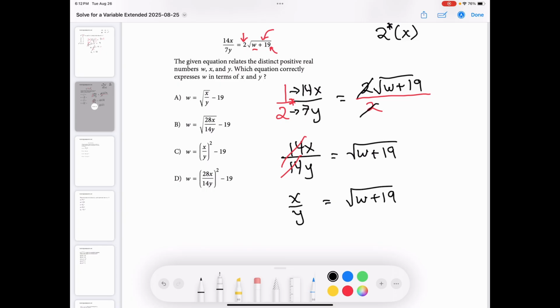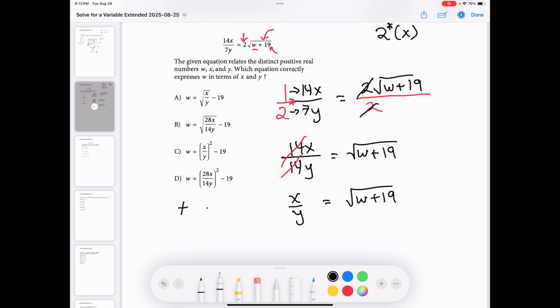Okay, now I have 2 more obstacles. I have the square root and I have the 19. So the 19 is right there with the w inside the square root. So that means I should start by getting rid of the square root.